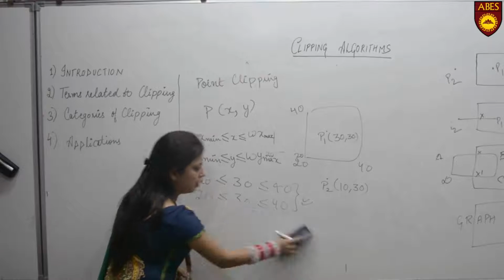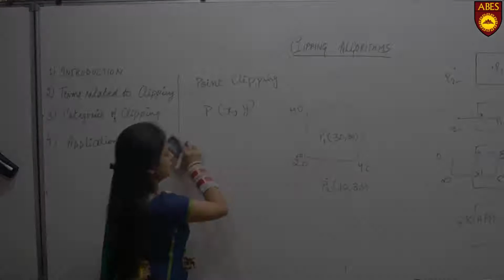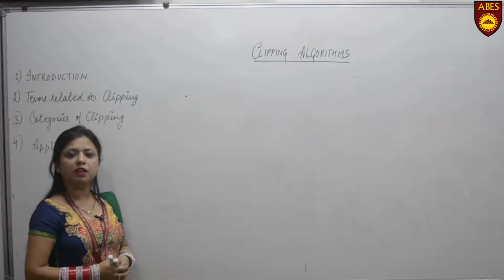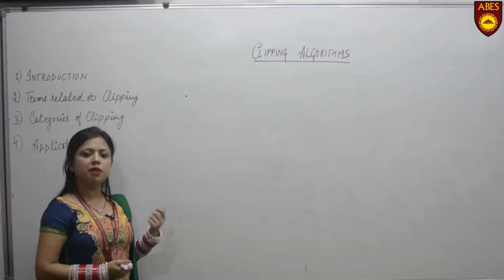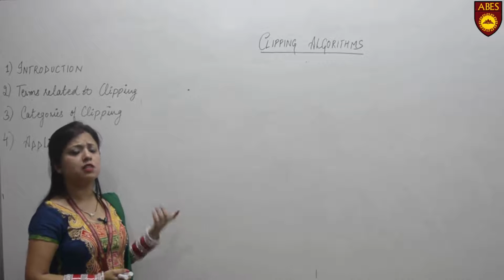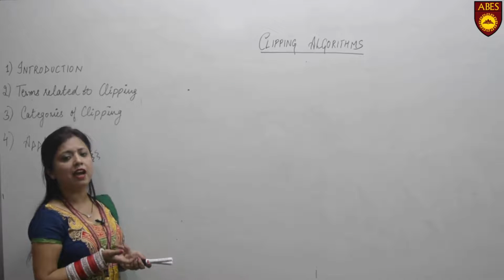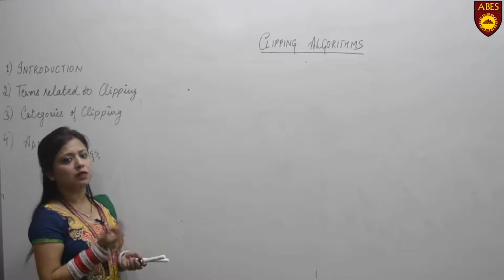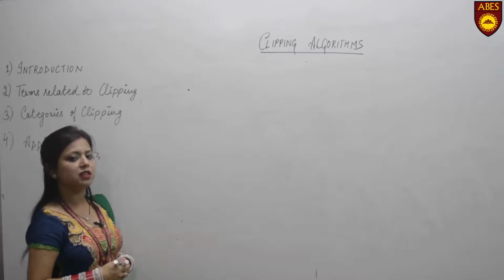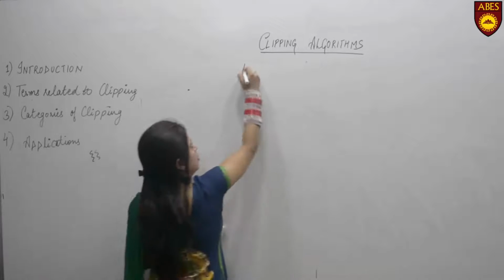Next type of clipping is your line clipping. A line can be defined as a composition of multiple pixels or multiple points. So line clipping, as its name determines, means clipping out those parts of the line which are outside the window and retaining those parts of the line which are inside the window.